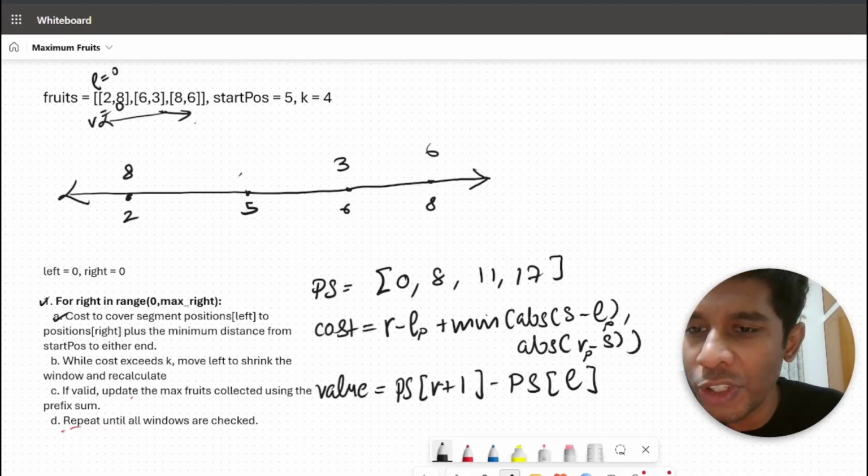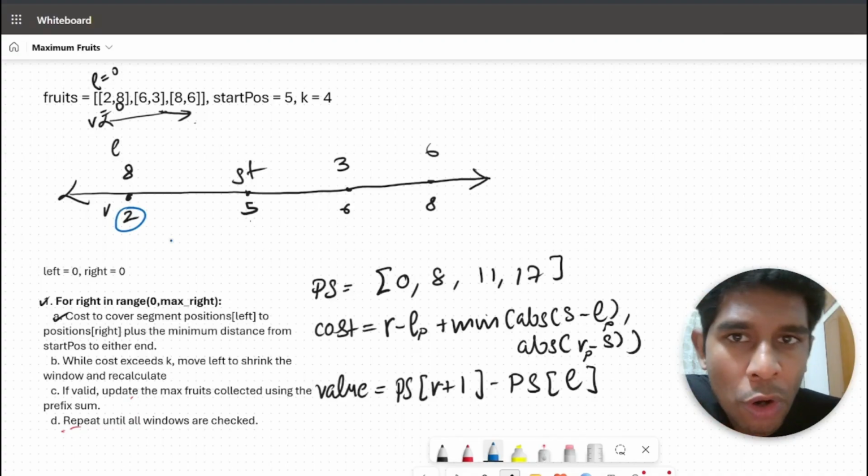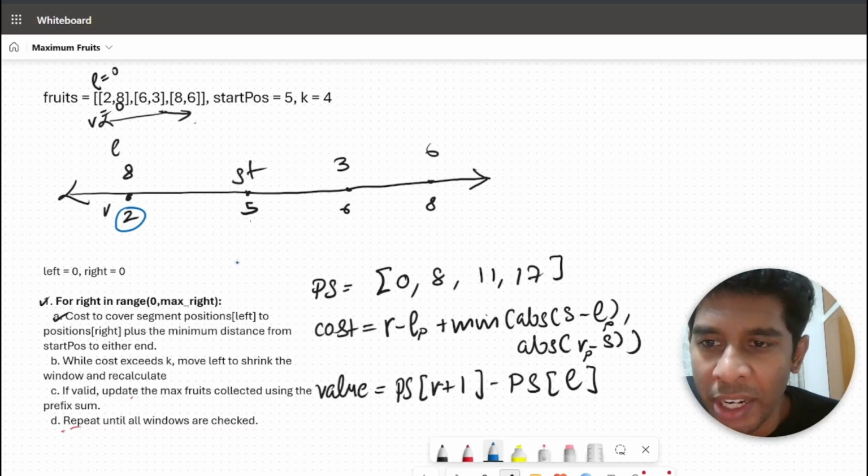Now our start position is 5. Our window is just this, both L and R are at the initial location, which is 0, 0. The position here is 2. Now I have to calculate the cost that it takes me to cover all the fruits inside this segment. So how do I calculate that? Very simple, as we've already discussed.